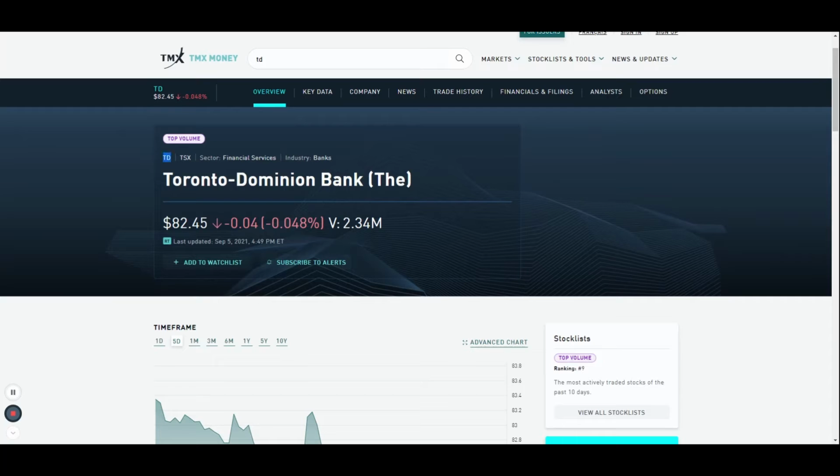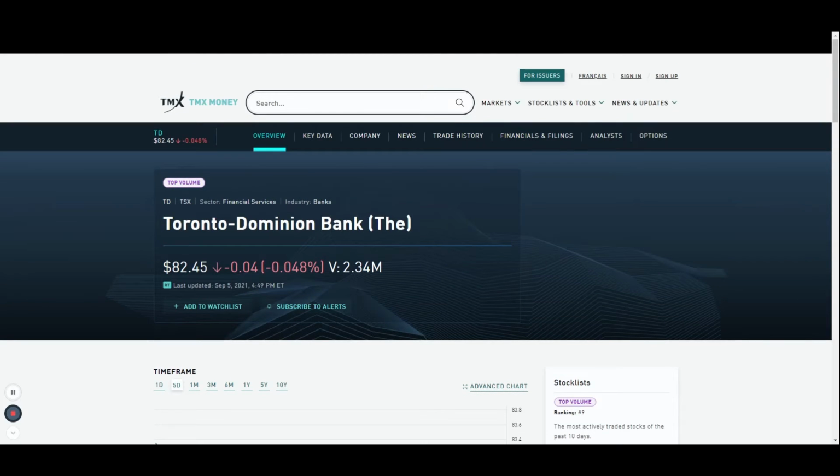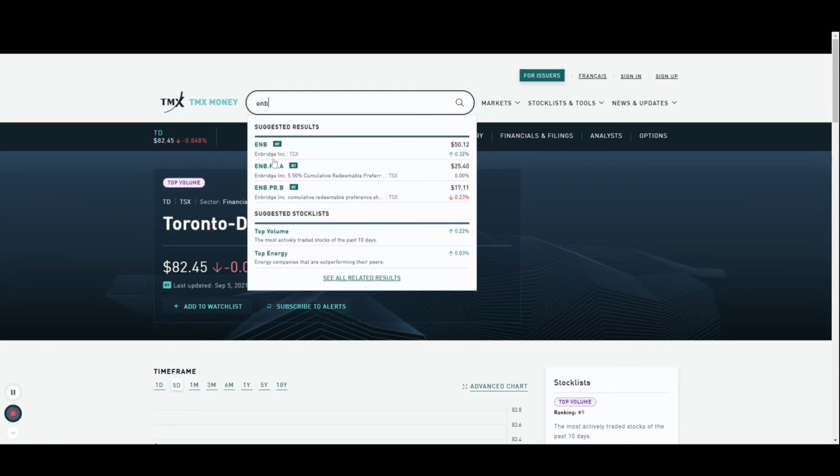The only thing I want to mention too is the ticker. It's going to be different for every company. It's not always going to be the company short form like TD's is. Like, say I wanted to find Enbridge and look up ENB. It is still a short form of the company, but the ticker symbol is usually like 2 to 3 letters.